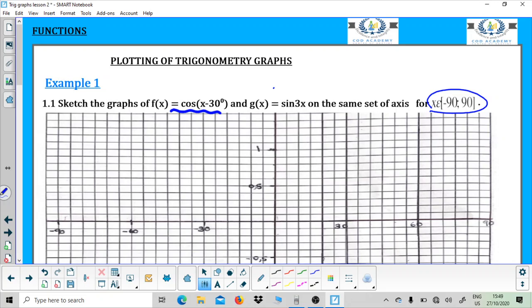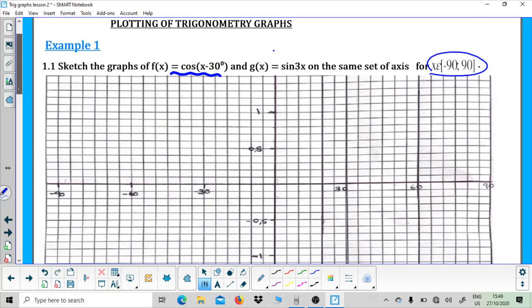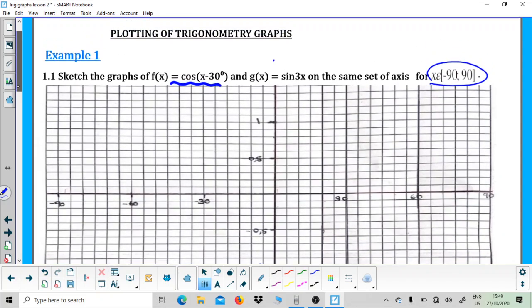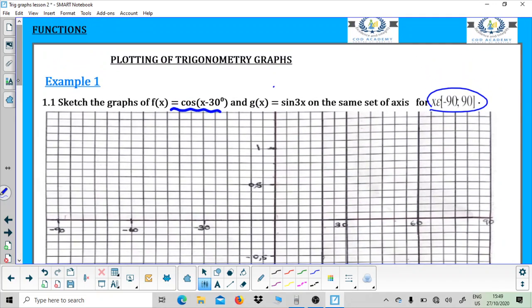So I already have a graph paper prepared for this. So you all can also take your graph papers so we can sketch these graphs here on the graph paper. So you want to use the same scale and everything here. There are a few things I want to point out before we start using our calculator to solve.